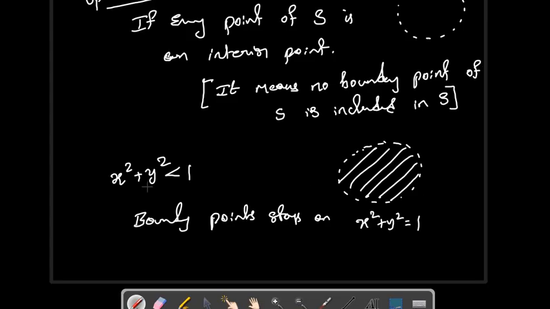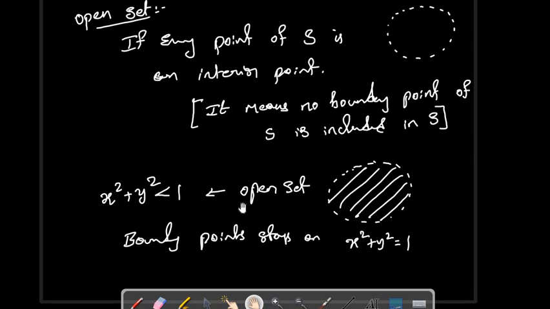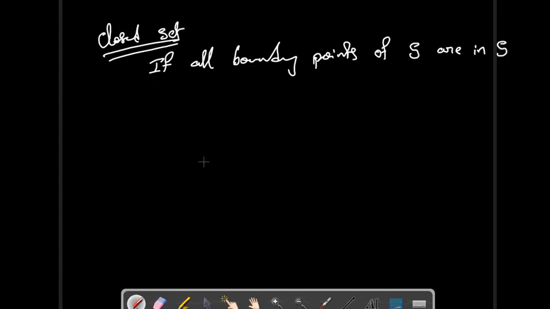Okay, but it is not included, therefore it is very clear that this set is open. So let's define what a closed set is now. The other way around: if all boundary points are included, then we say that the set is closed. So we say a set is closed if all boundary points of S are in S. We have seen one example.